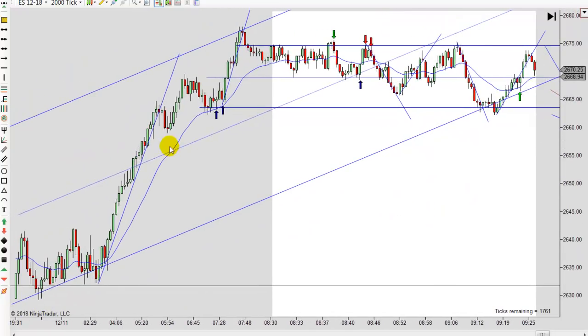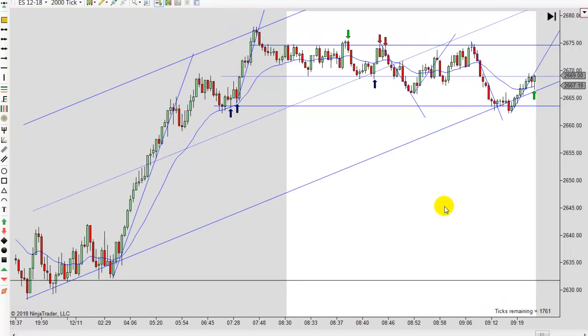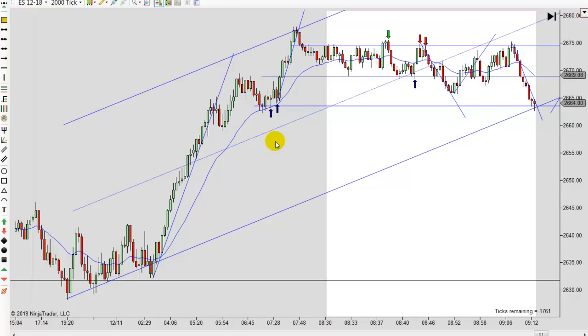So really you were better off playing this steep one here and then the two legs up and then just playing it sideways. I think that was the better play, to be honest with you. So, but let's talk about the trades and move on.